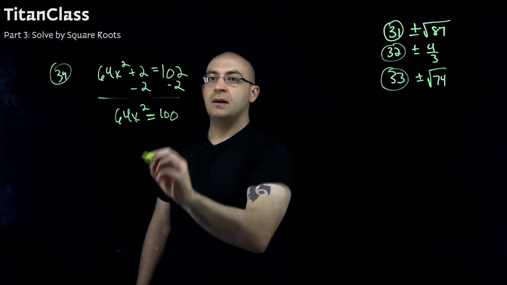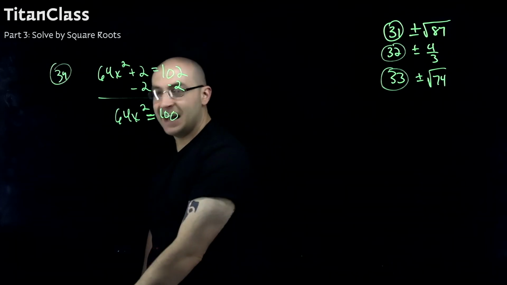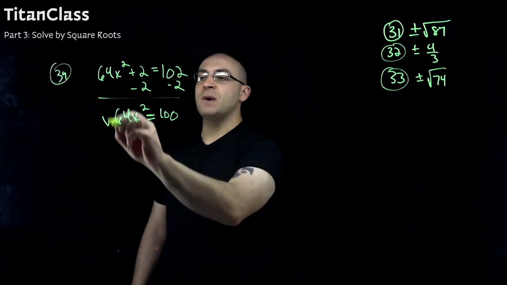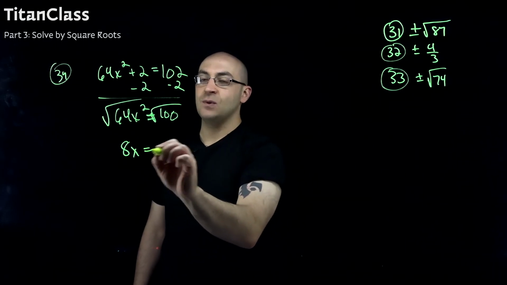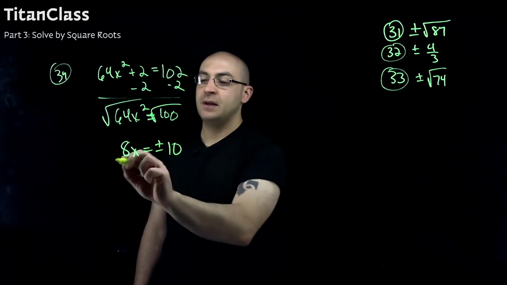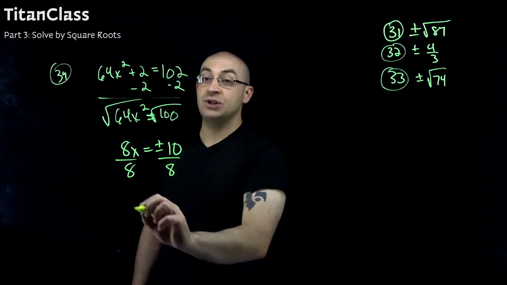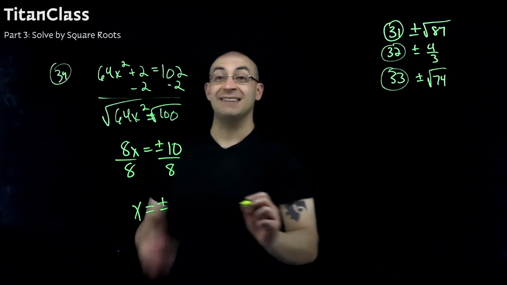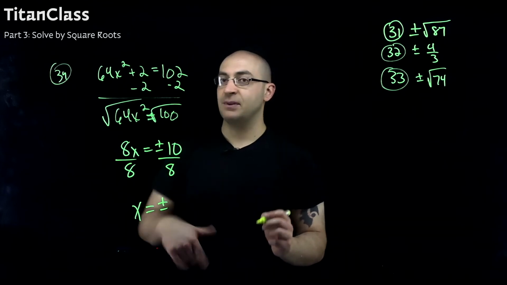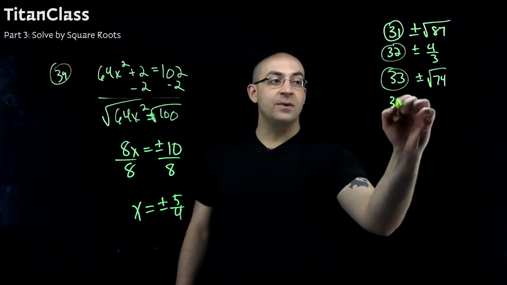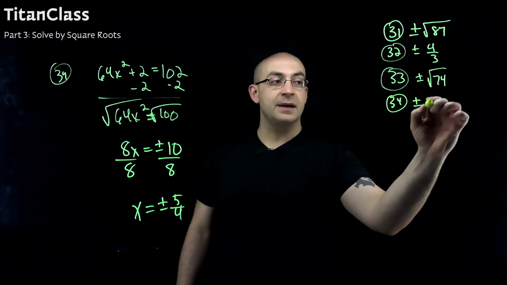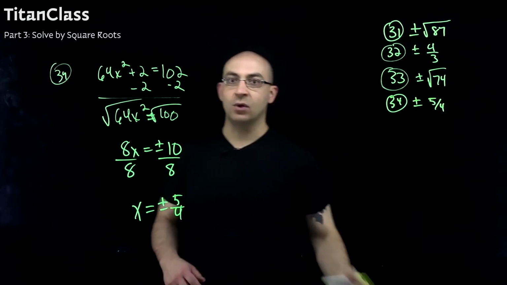That's an equal sign. It's like the marker's drying out. I've written so much for this video. Square root both sides, and I'm going to get 8x equals plus or minus 10. We'll divide by 8 on both sides, which is going to give me x equals plus or minus. And remember, we've got to simplify. This is going to be 5 over 4. So my answer for 34 is plus or minus 5/4, or 5 over 4.